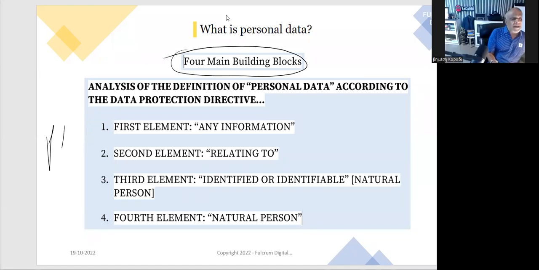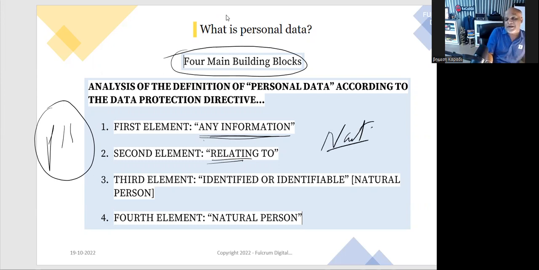See, if anybody defines PII, they'll say any information, we can talk in English or in Kannada or any language, any information relating to whom? Relating to somebody, maybe a natural person. Let's take a natural person right now. And then identified or identifiable. If you look at this suffix, we'll talk about this suffix also, identified, identifiable. And the fourth element is natural person.